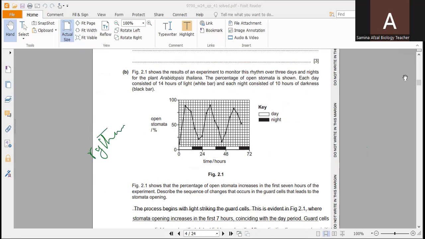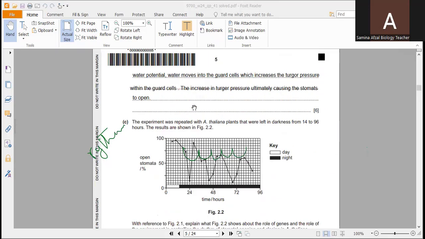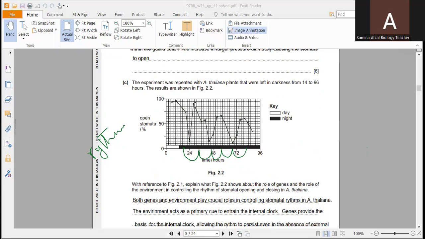You can see the cyclic rhythm. Light, dark, light, dark, light, dark. So there is a rhythm between the light and dark cycles. But here in this picture, you can see there is no rhythm just like that. In this picture, there is no rhythm just like that.